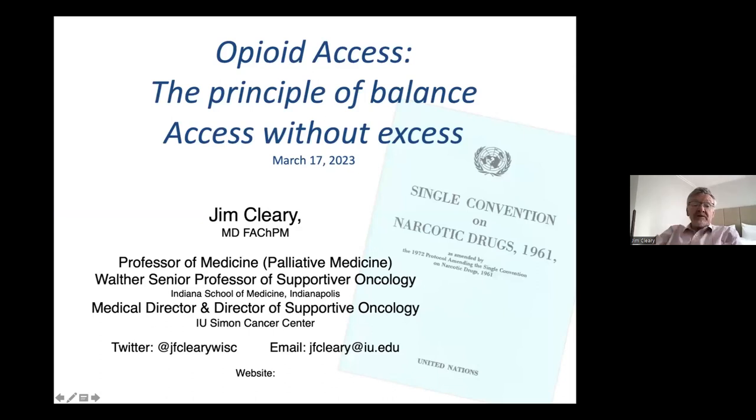So that's what I want to talk about today: how do we get to ensuring access without excess as we move forward in the principle of balance?